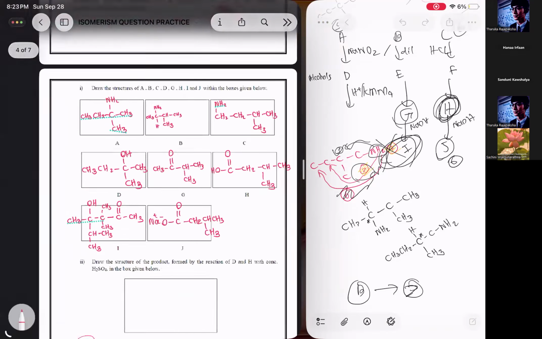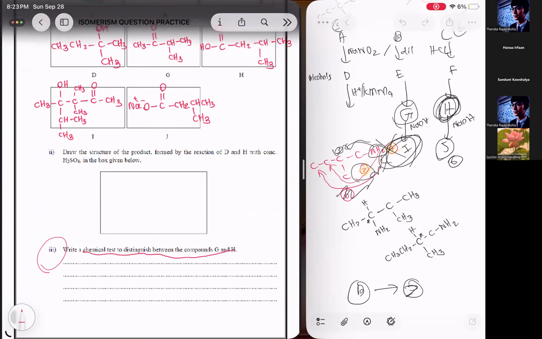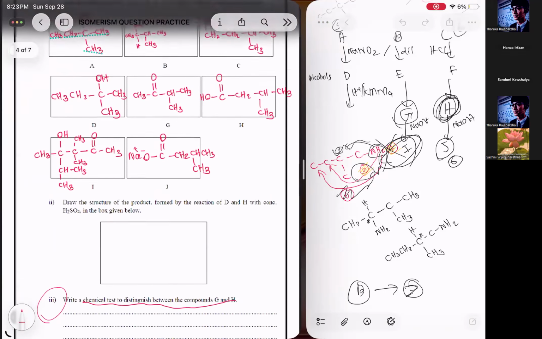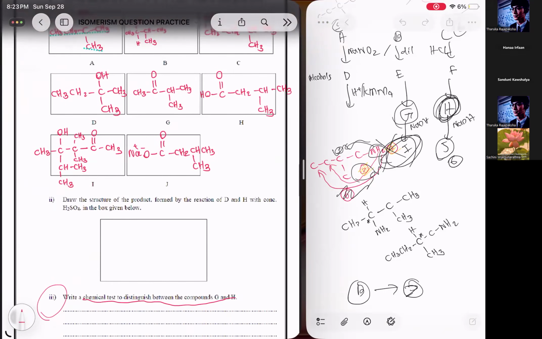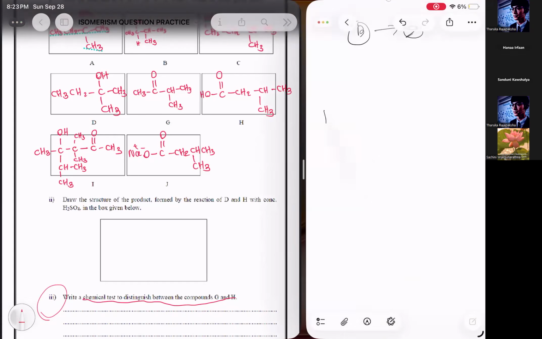Sorry, that's it. Then the second one: draw the structure of the product formed by D and H with conc H2SO4. There's a small confusion here too. Draw the structure of the product formed by the reaction of D and H. When these two combine, esterification occurs. You know this. How is an ester formed? Look at the note, people, we have discussed this in the note. Alcohol plus carboxylic acid in the presence of conc H2SO4.